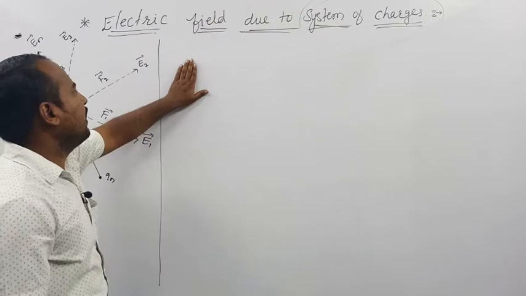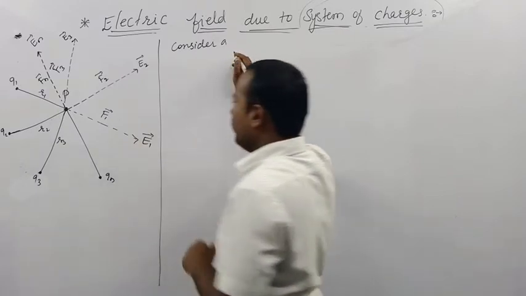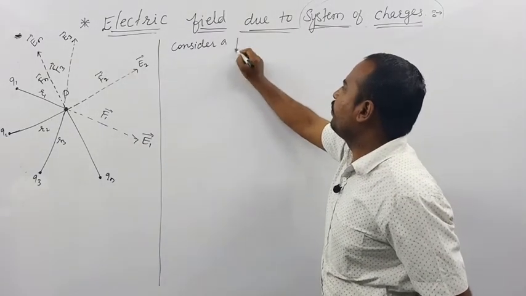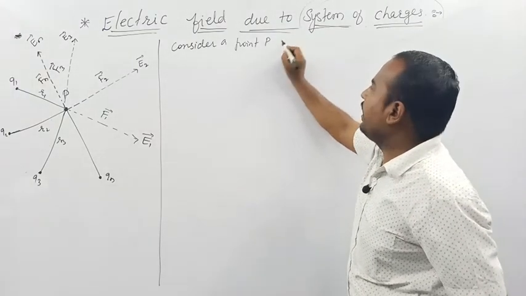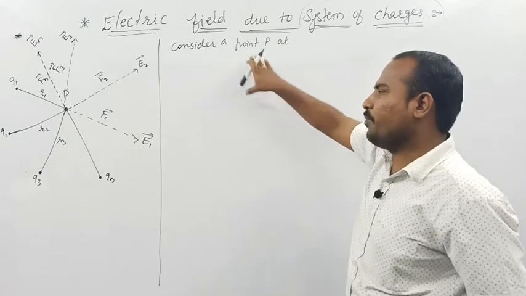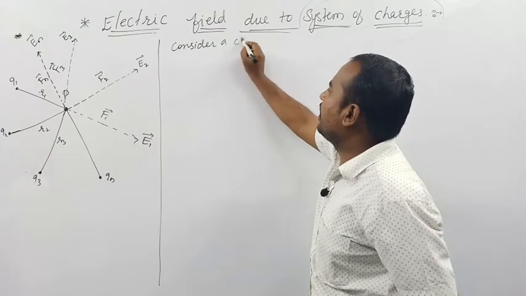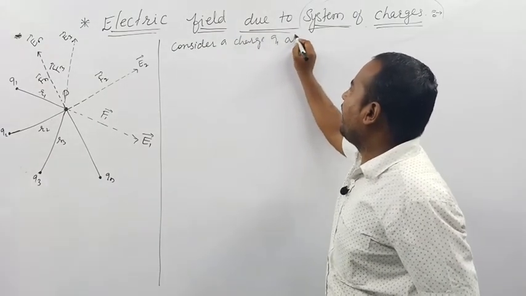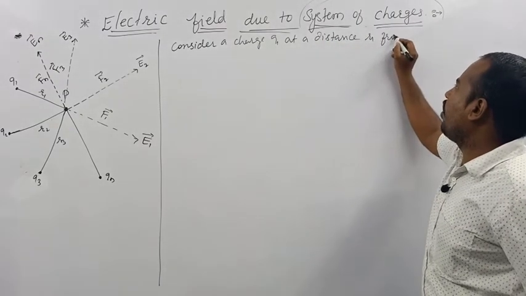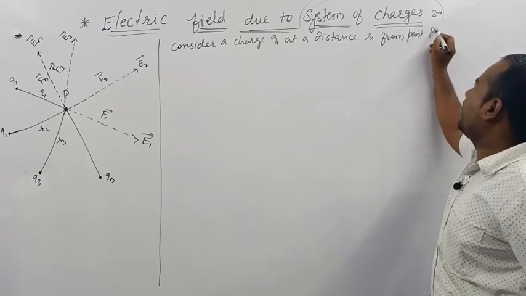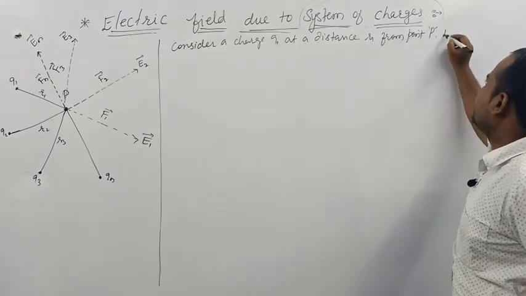Consider a charge, or consider a point P, at a distance. Here we have considered a point P. Consider charge Q1, a charge q1 at a distance r1 from point P. The point P is at a distance R1 from the charge.